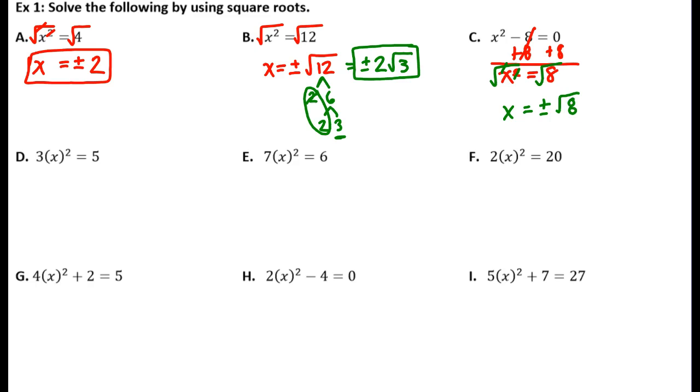We can go ahead and factor tree 8. So that'd be 2 and 4, 2 and 2. Circle your pairs, cross one out. This 2 did not get circled, so it goes on the inside. This 2 goes on the outside. So my final answer is plus or minus 2, radical 2.